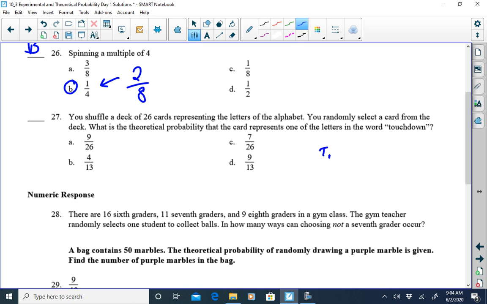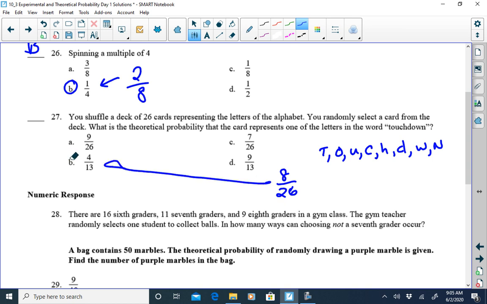We have T's. That's one letter. We have O's, but there's a couple of those. We have a U. We have a C. We have an H. We have a D. The O repeats. Right? We have a W, and we have an N. So out of those 26 cards, we have 1, 2, 3, 4, 5, 6, 7, 8. Right? So we have 8 out of the 26 cards would have letters from the word touchdown. 8 out of 26 would simplify to 4 out of 13 for question 27, letter B.